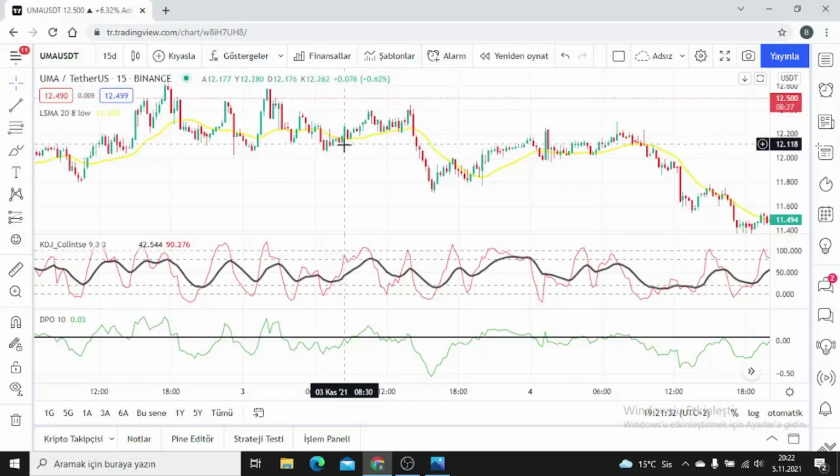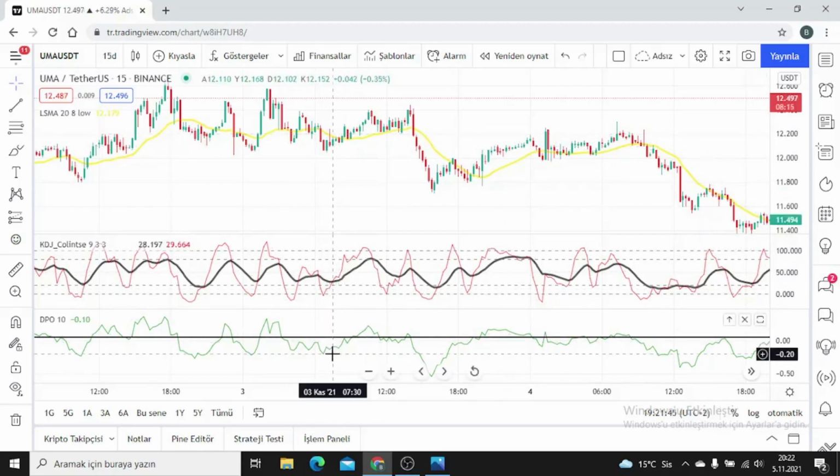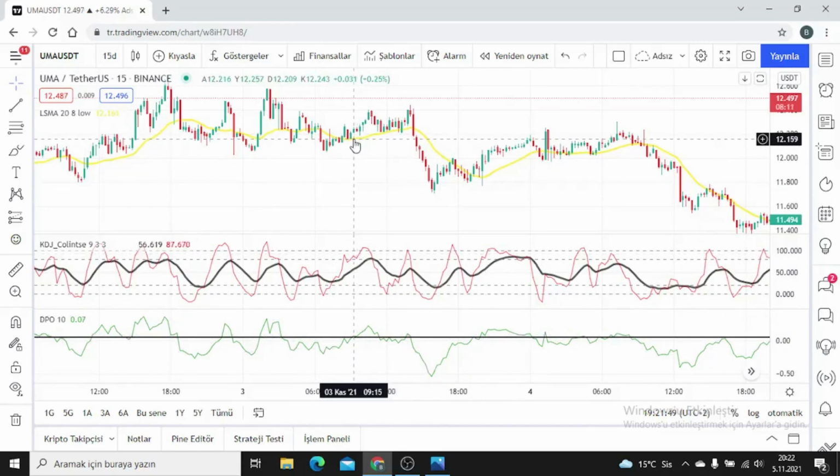Now, when we look at it, there is a candle close above the moving average here, guys. Here, too, it creates a buy condition. When we look, both your two indicators here and the KDJ over there gave a buy signal 2 candles earlier. Likewise, the DPO has taken the form of a return from a resistor here.